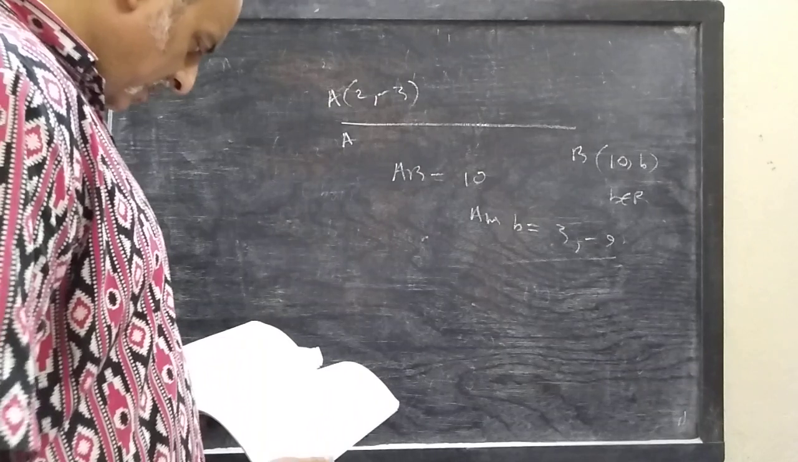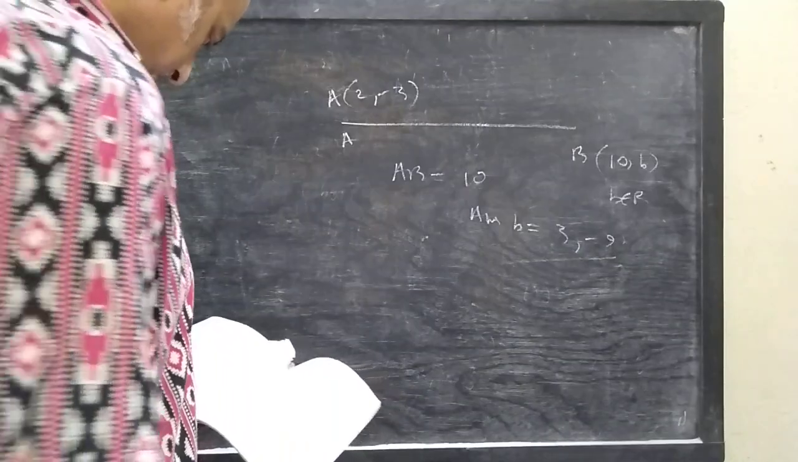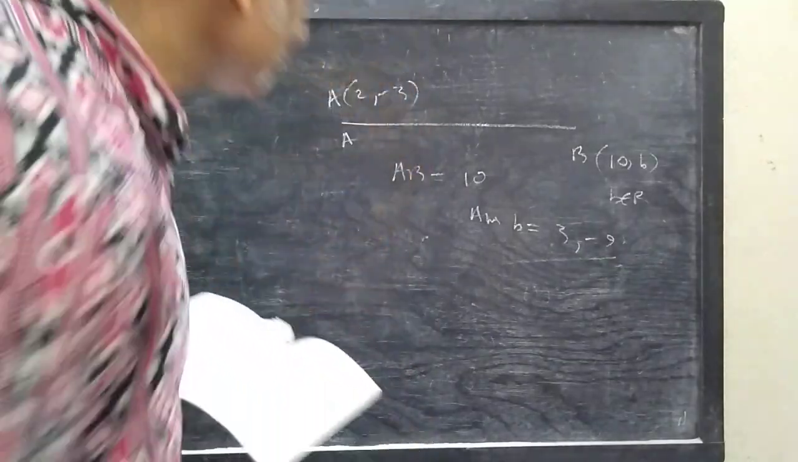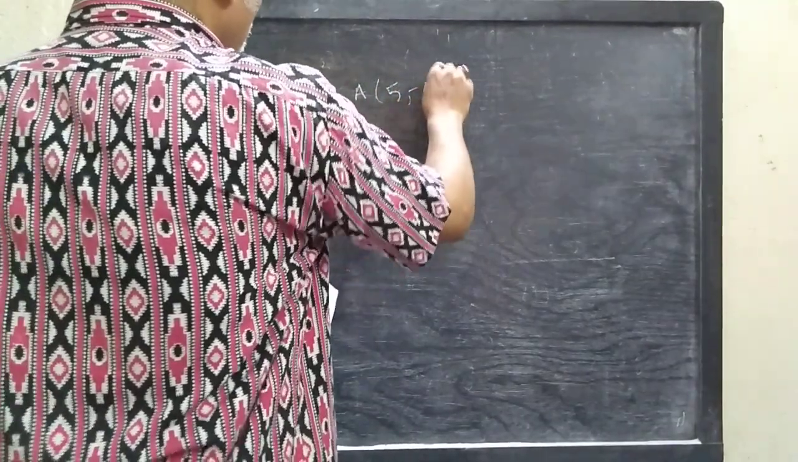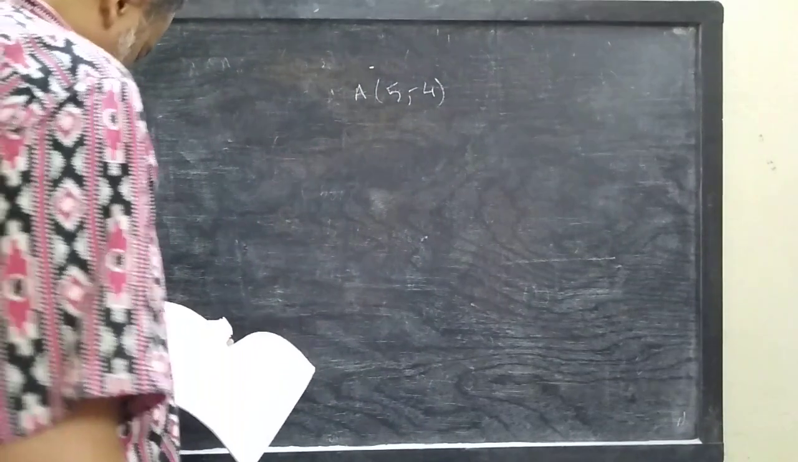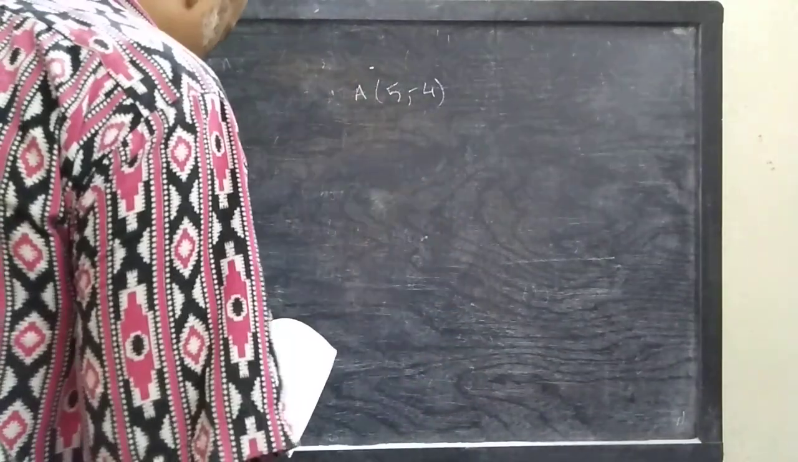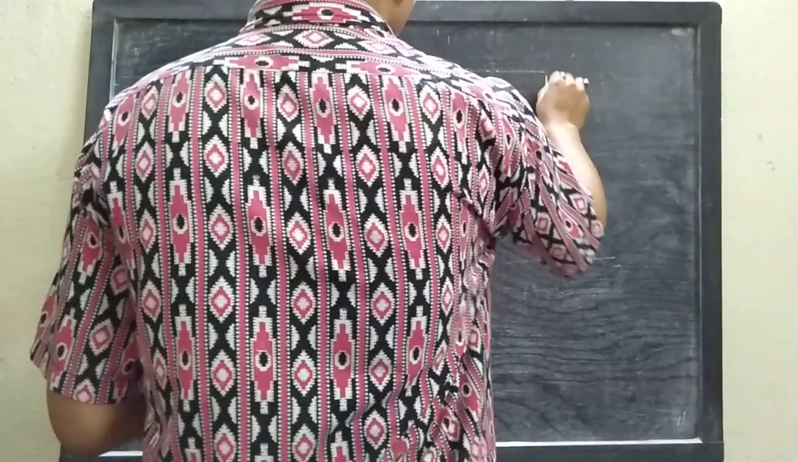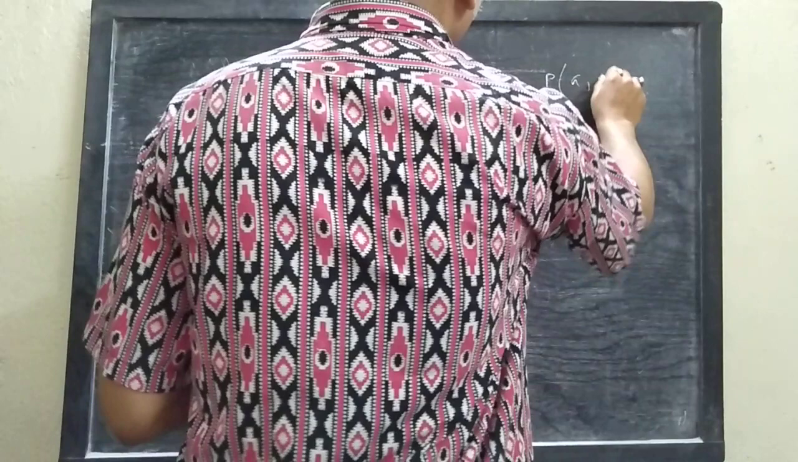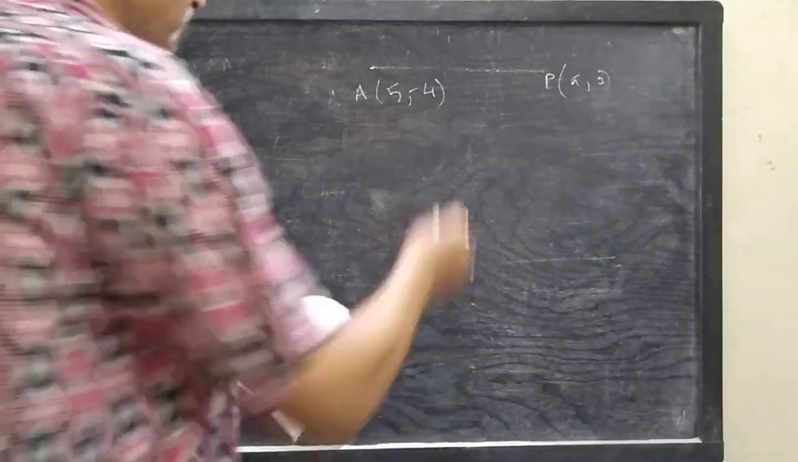Find the coordinates of the points on x-axis which are at a distance of 5 units from the point 5, minus 4. Here the given point is A (5, minus 4), and you are asked to find a point on x-axis which is at a distance 5 units from this point. So the point P, as this lies on x-axis, will be of the form a comma 0. The distance is 5 units.